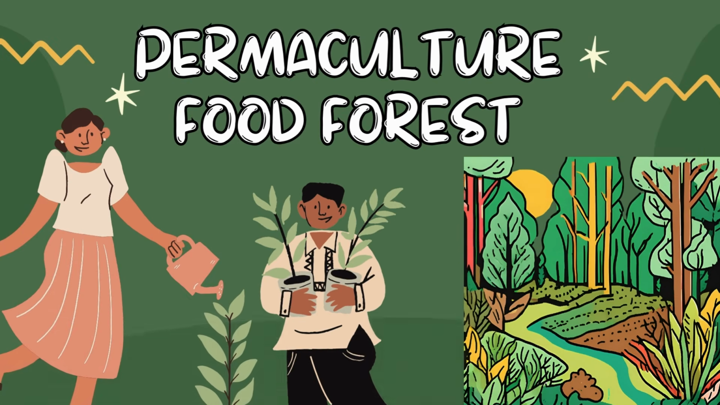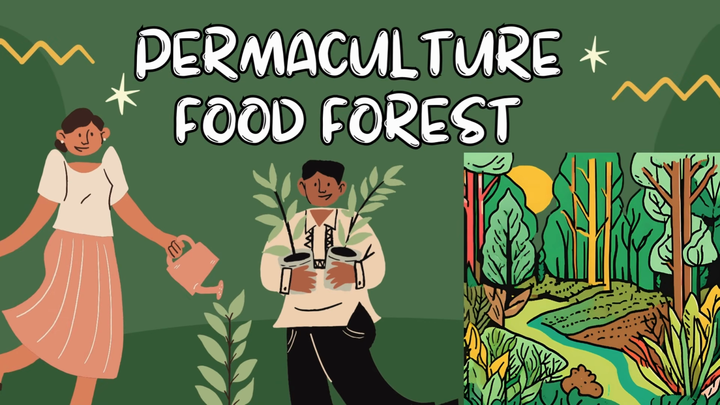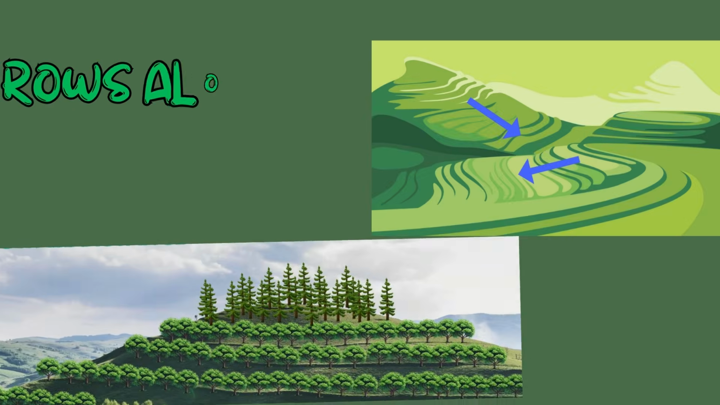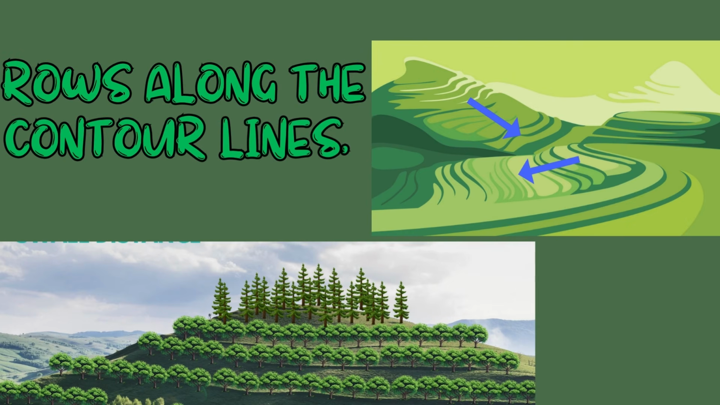So in permaculture, rows are typically aligned along the contour to maximize water retention, as water runs off perpendicular to the contour lines.